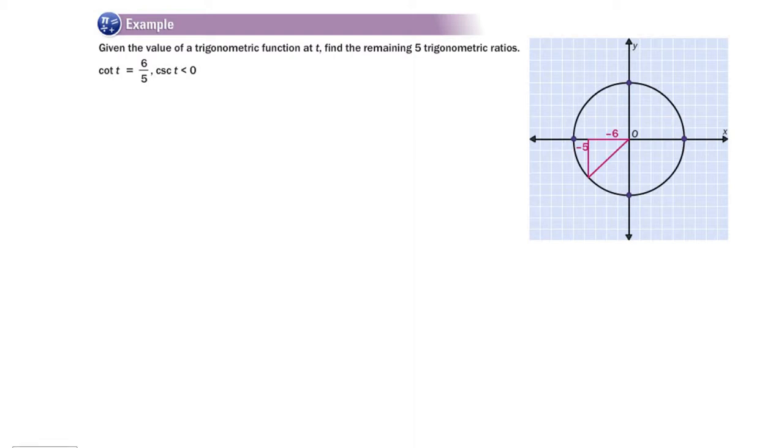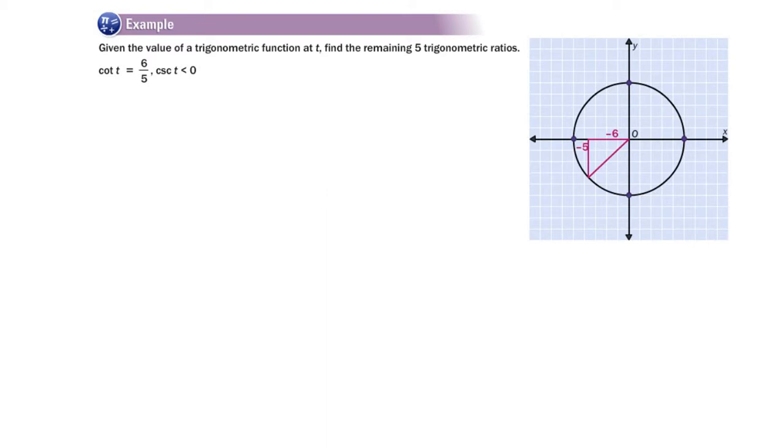All right, let's look at another example. Very similar to problems we've been doing, but just a little twist. Given the value of a trig function, find the remaining 5 trig ratios. They tell us that the cotangent of t is 6/5.